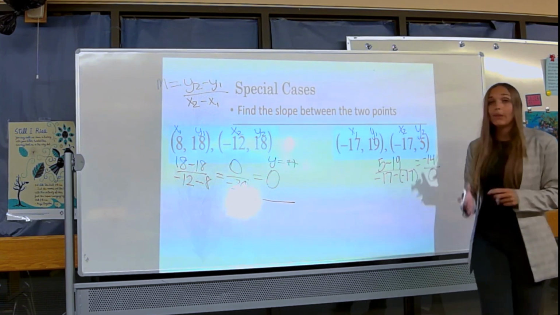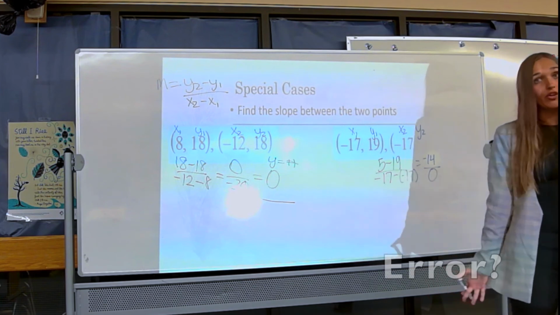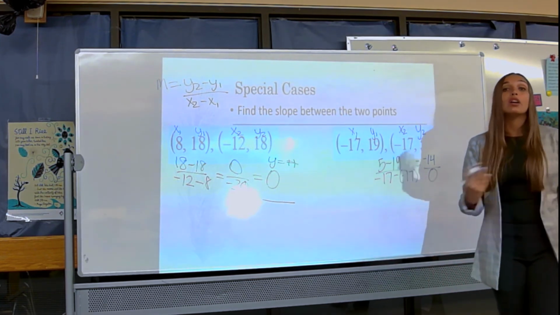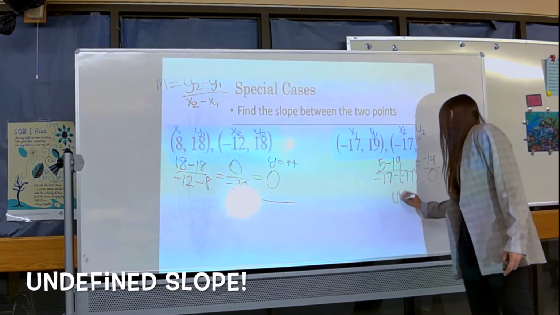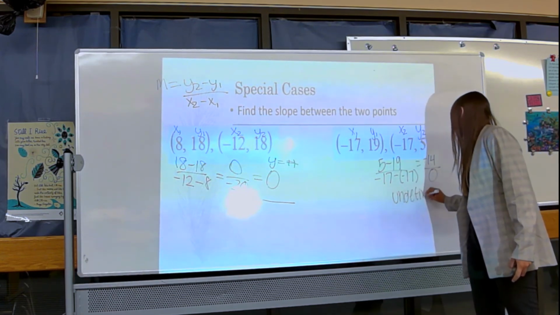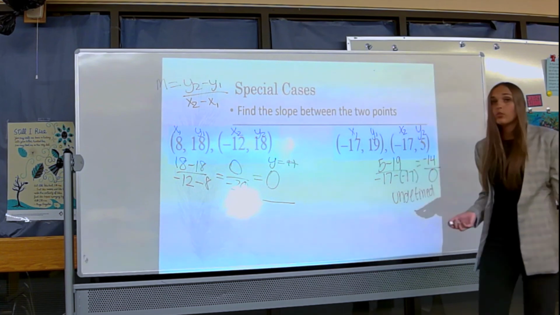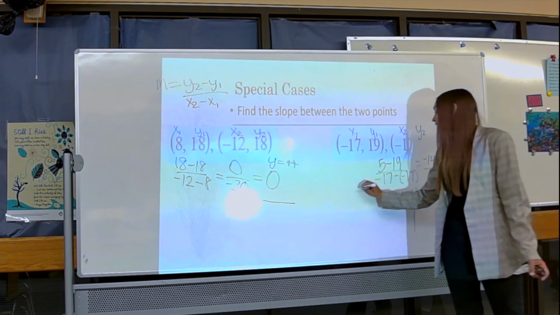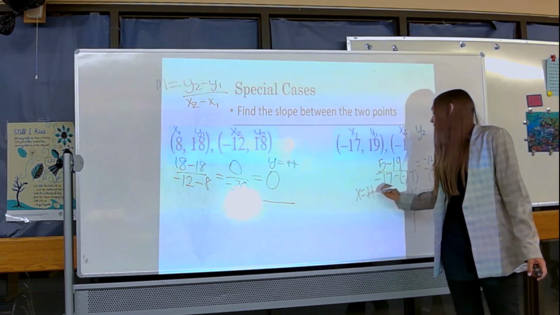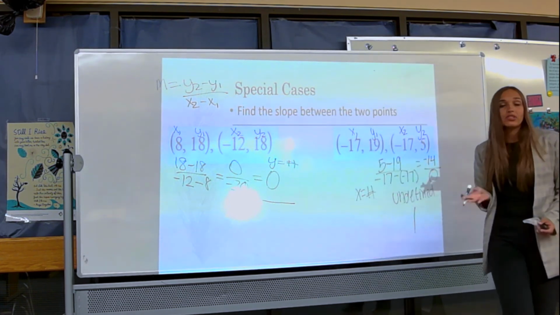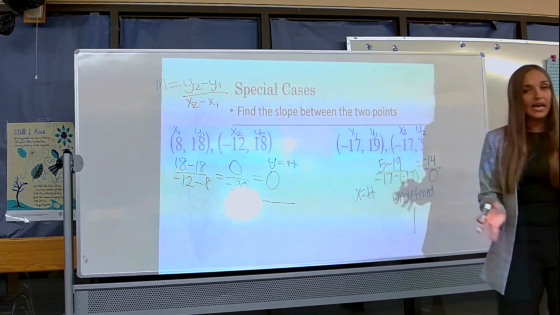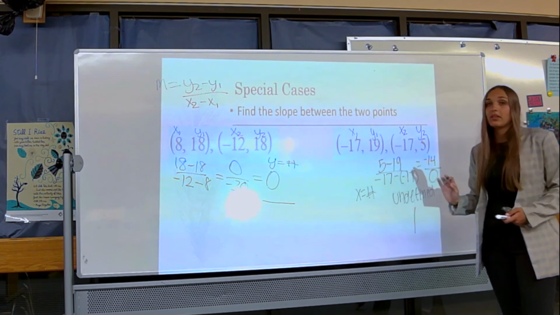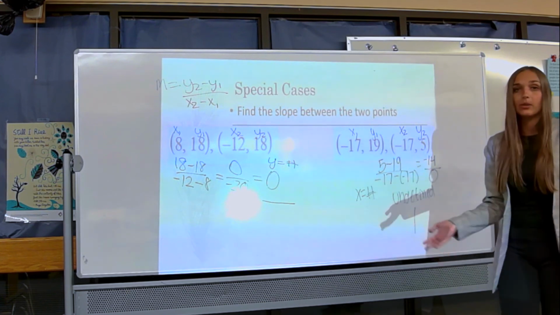When I plug this into my calculator, I get an error. We're not going to call it an error slope. However, this is a different term we call undefined. We have an undefined slope, and this is when we have a vertical line. The vertical line has an equation of x equals a certain number. If we look at our example, it's going to be x equals negative 17. This checks out. If we have an undefined slope, our x values have to be the same. If they're not, once again, we did something wrong.